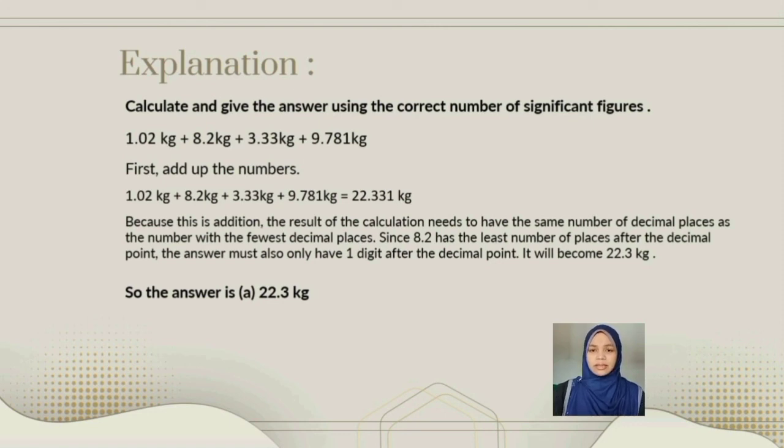22.331 kilograms. Because this is addition, the result of the calculation needs to have the same number of decimal places as the number with the fewest decimal places. Since 8.2 has the least number of places after the decimal point, the answer must also only have one digit after the decimal point. So it becomes 22.3 kilograms. So the answer is A, 22.3 kilograms. That's all from me about decimal places.